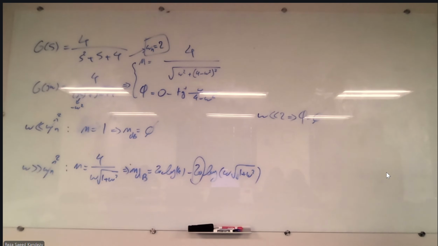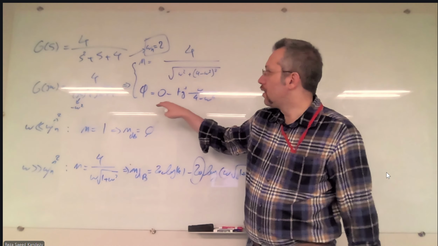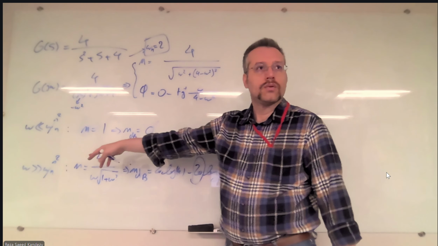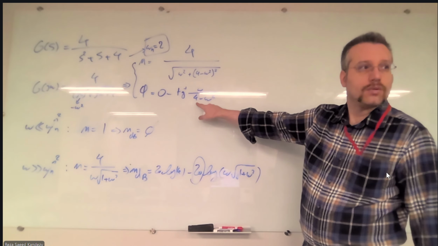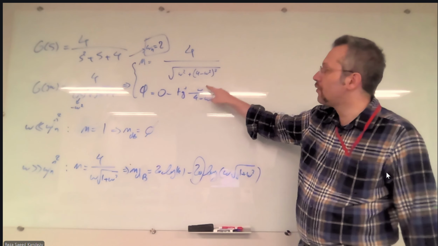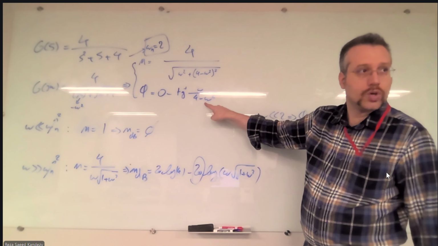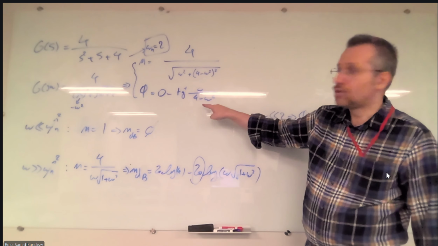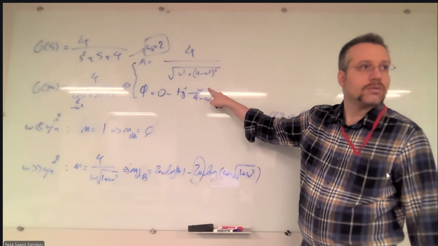For omegas way above 2, we are eliminating this 4, okay? So it becomes tangent inverse of omega over minus omega over omega squared, which is minus 1 over omega, and omega goes to infinity. So this one becomes the tangent inverse of 0. Does that make sense?